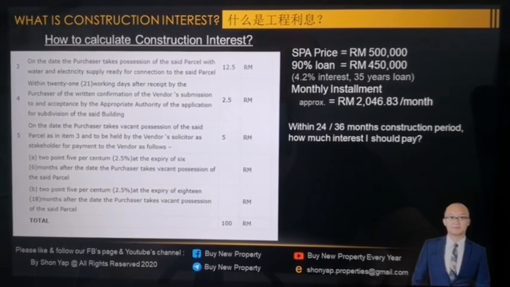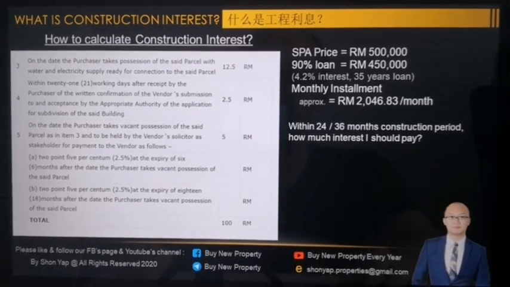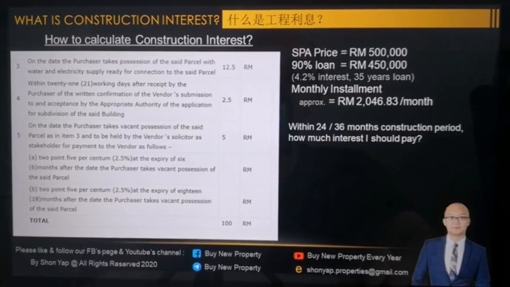So, how much do you have to pay within 24 months, 36 months, or maybe the project has already been selling 1 year plus or 2 years plus, and you buy the unit in the middle of the construction? So how much do you have to pay?